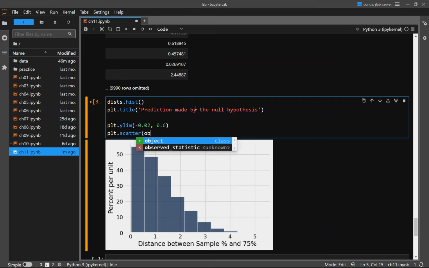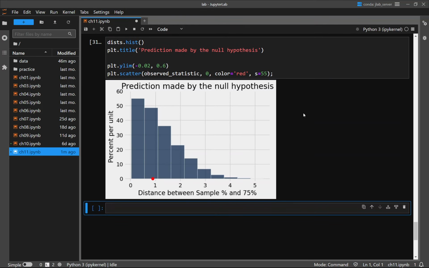We had an observed statistic, right? That was this 0.888. That was how far away it was. It's about right here, which that distance happened pretty often, it looks like. That's great for us. Observed statistic at y equals 0, color red, and size 55. That seems right. So this is my pretty graph, and this is the 0.888.